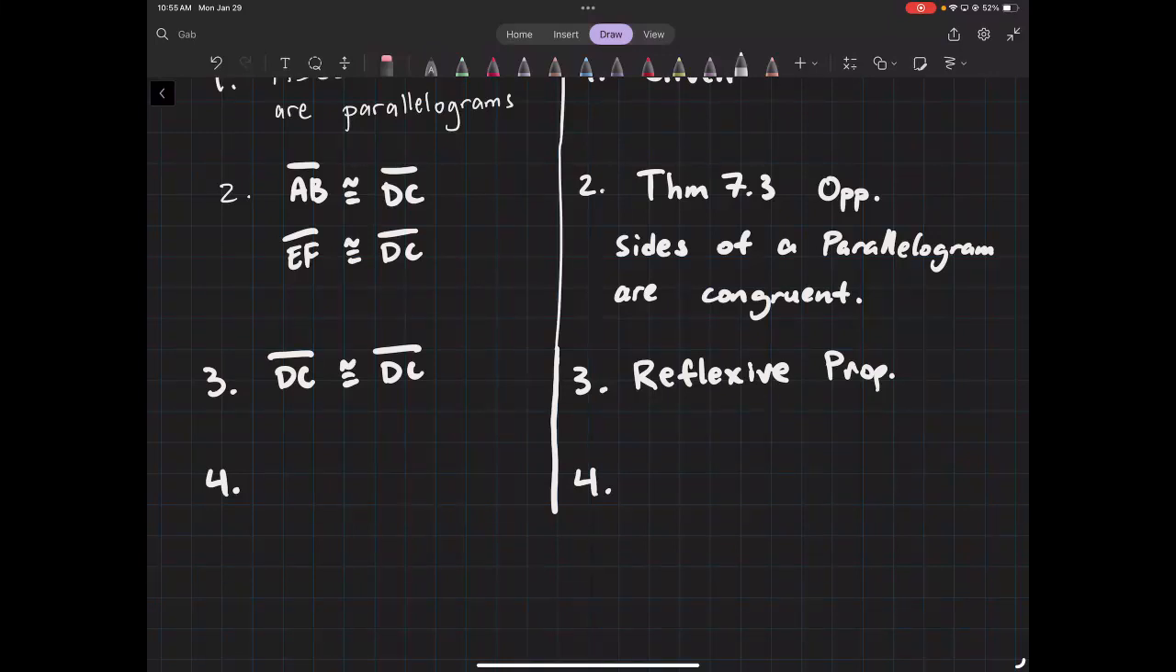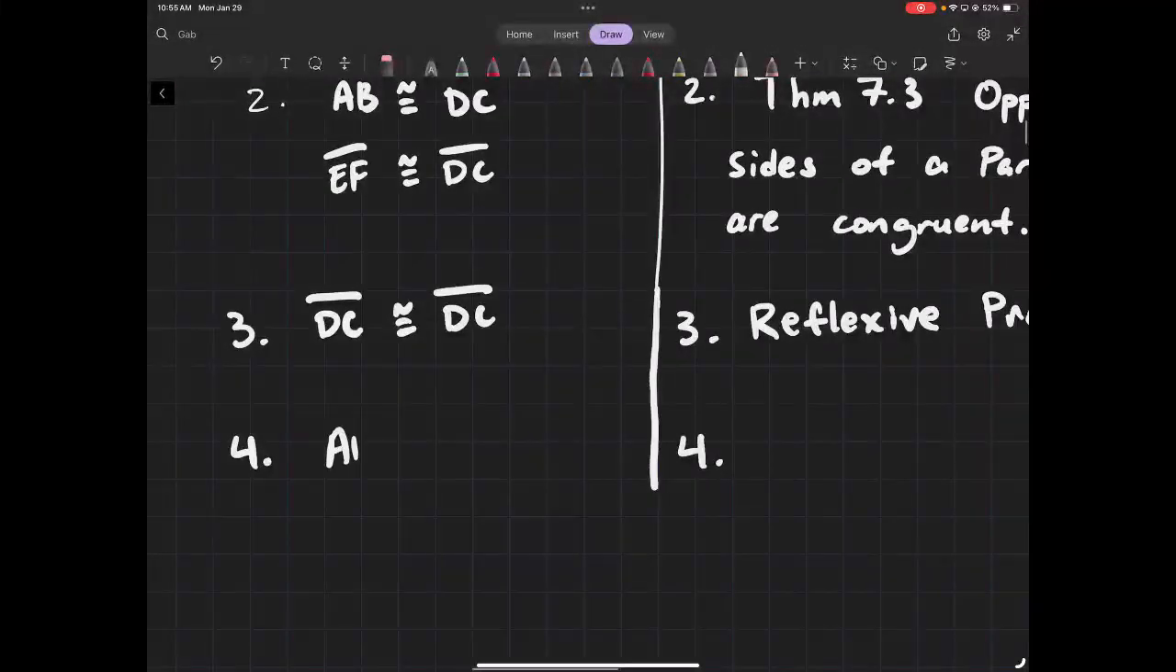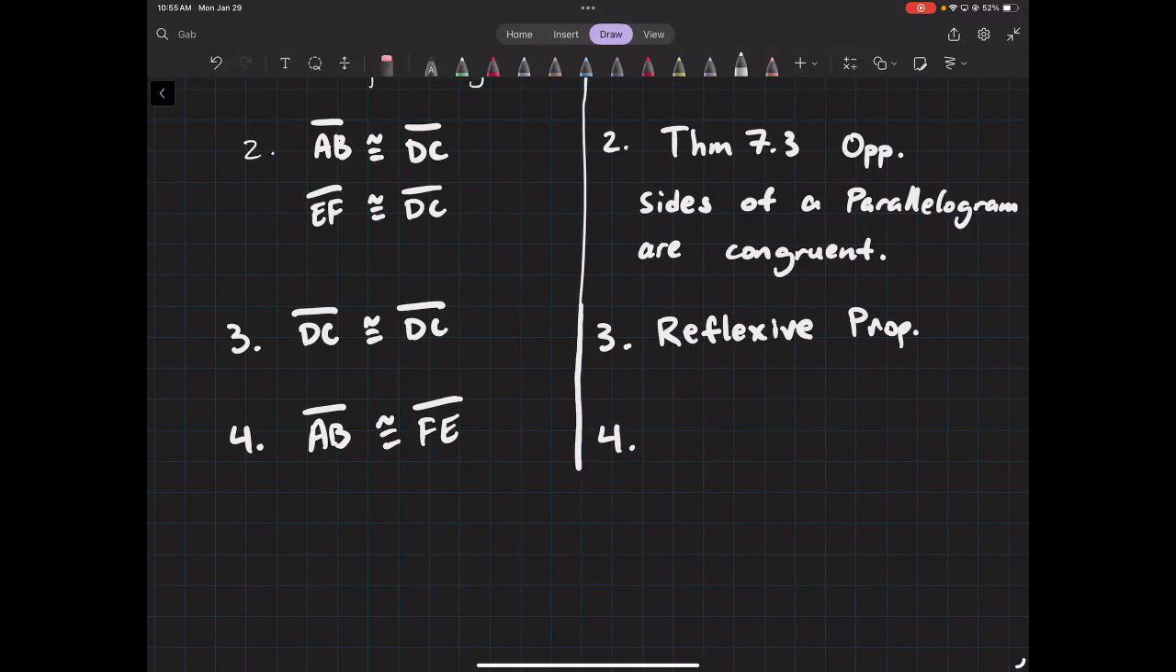Okay, number 4. Now you need to connect everything together, right? Okay, you can go ahead and tell me your conclusion. It's AB and FE. Can you guys tell me what property I'm going to use? Transitive. What property do you use to replace something? Substitution. Okay, I'll take substitution. I won't mark off any points for using substitution, but the better one is transitive.